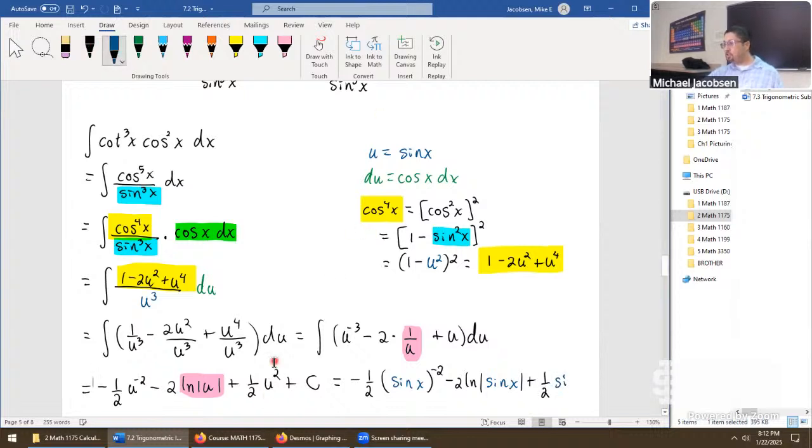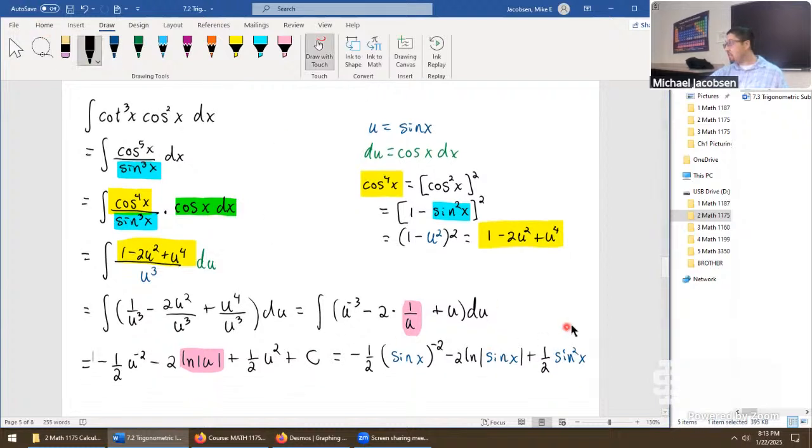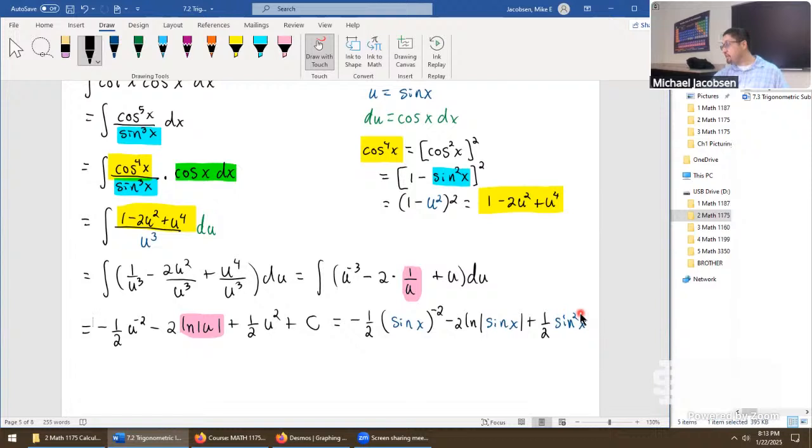Here, because the power is 2, this one is okay to write as sine squared x. This one has really no chance of a miscommunication. But again, a -2 here is open to interpretation. That's debatable what exactly you meant. Last thing here is add a constant of integration.